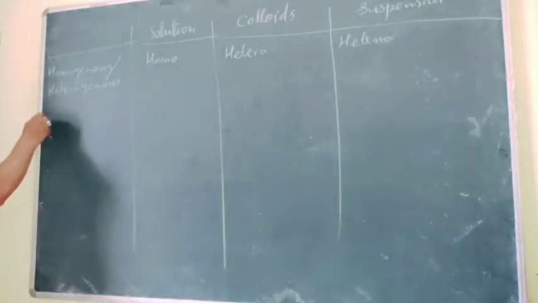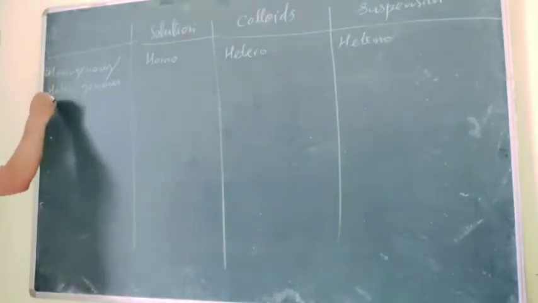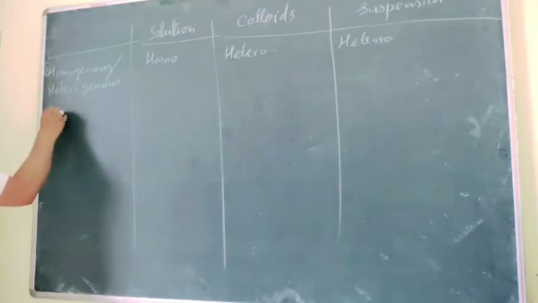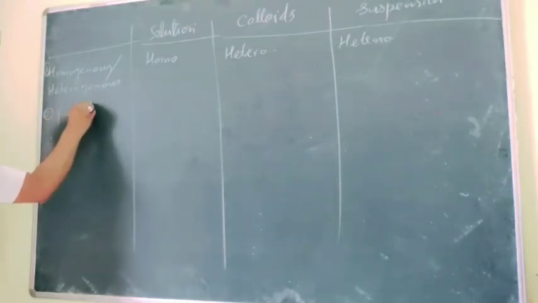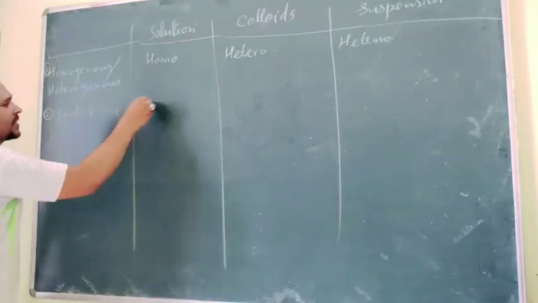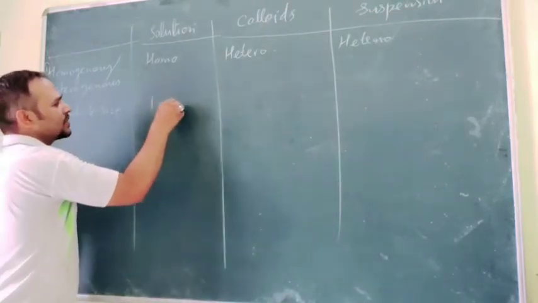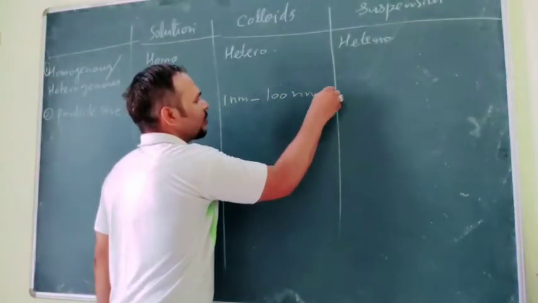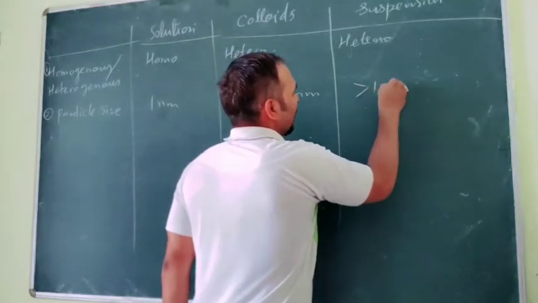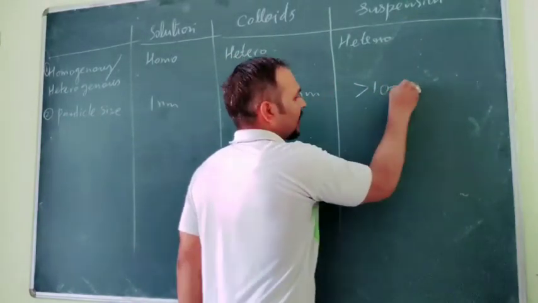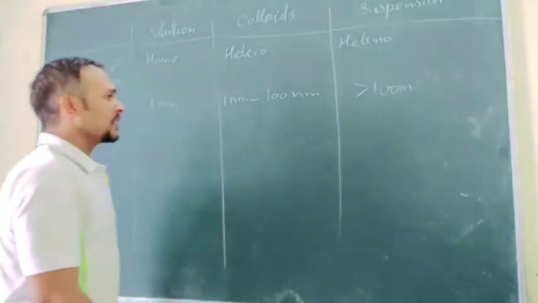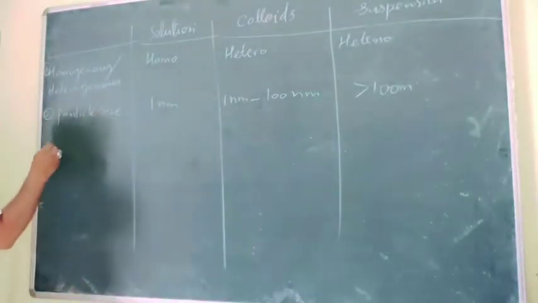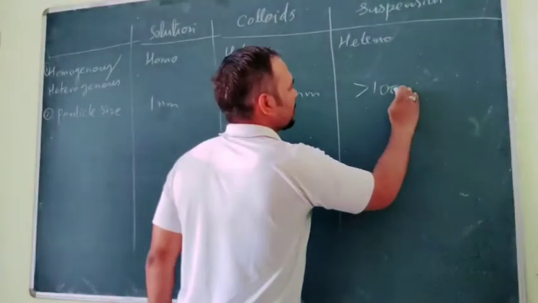The next point, you will see the size of the particles, right? The second point, particle size. Here the particle size is 1 nanometer. Here the particle size is 1 nanometer to 200 nanometer. Here the particle size is more than 100 nanometer, right?